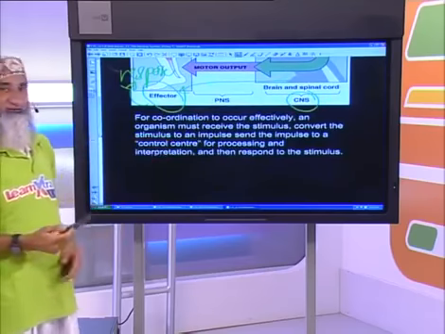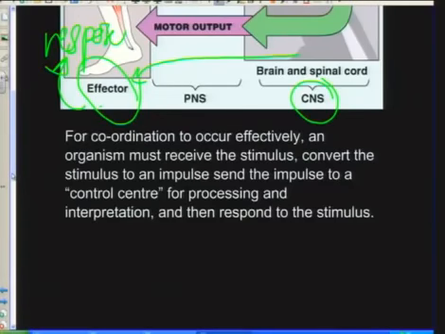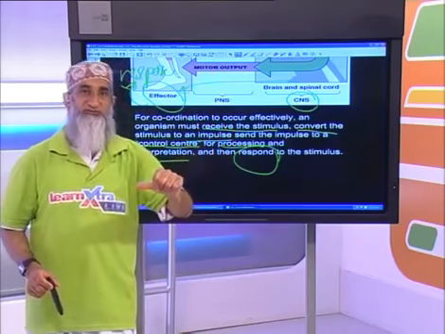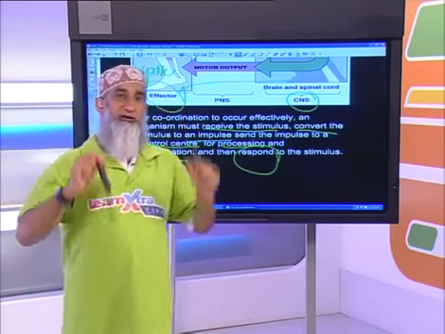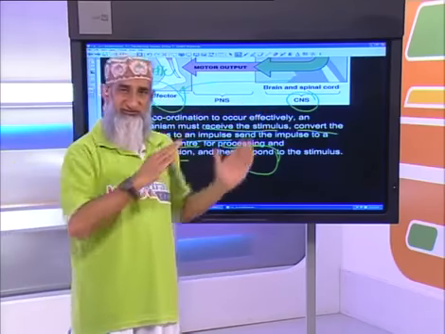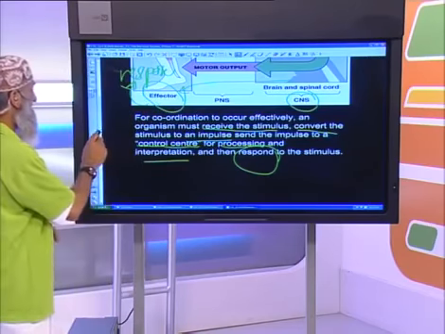So basically, for coordination to occur effectively, an organism must receive a stimulus, convert that stimulus to an impulse, and send the impulse to a control center, that is the central nervous system in our case, for processing and interpretation, and then respond to the stimulus. Stimulus, impulse, control center, response. Any coordinating system must have these things in place for it to be effective.